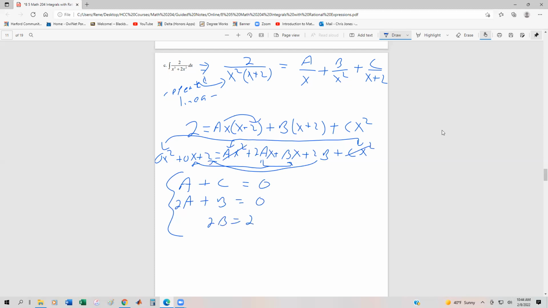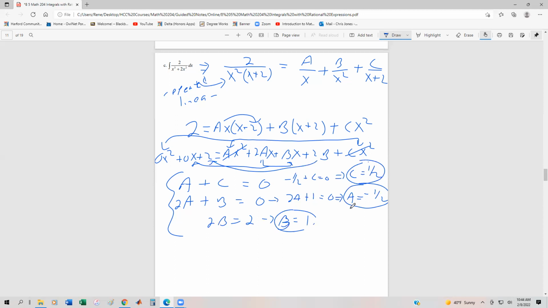And so our system is really nice this time. It yields that B is going to be equal to 1. And then over here, we can say that 2A plus 1 is going to be 0. That means that A is going to be -1/2. And since A plus C is going to be equal to 0, that means that -1/2 plus C equals 0, or C equals 1/2.